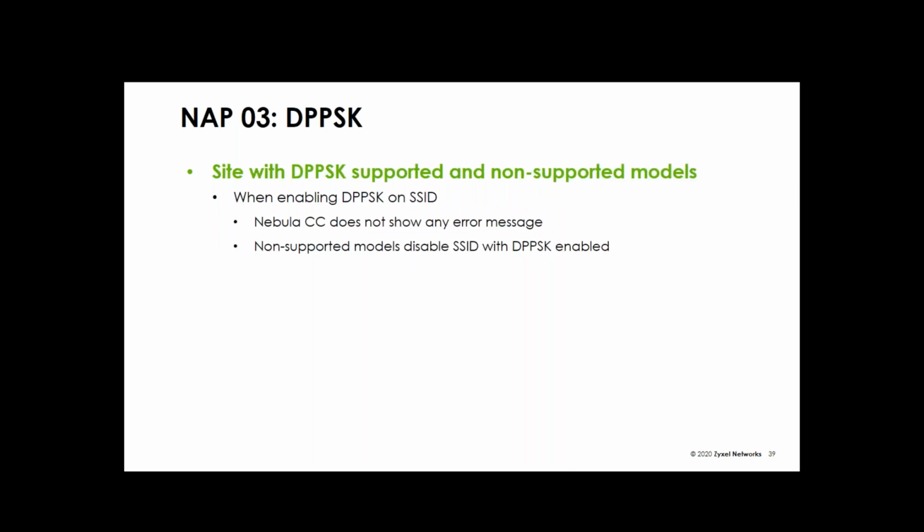If you've got a site that supports DPSK, and there are access points that are supported or not supported, the Nebula Control Center does not show any error messages, and non-supported models will disable the SSID that has DPSK enabled. So if somebody was to roam to an area with an access point that doesn't support DPSK, you just won't see that SSID.